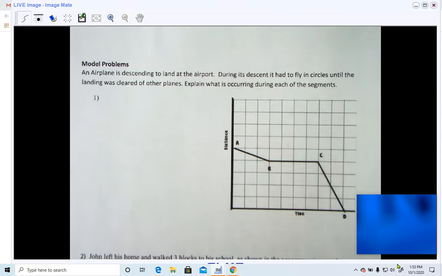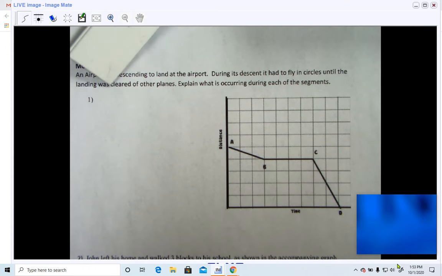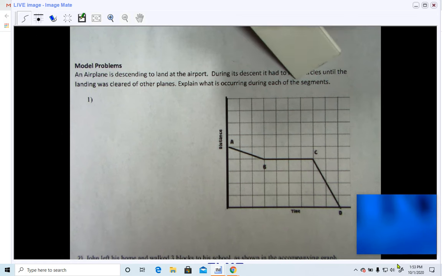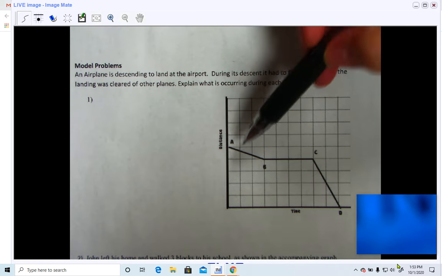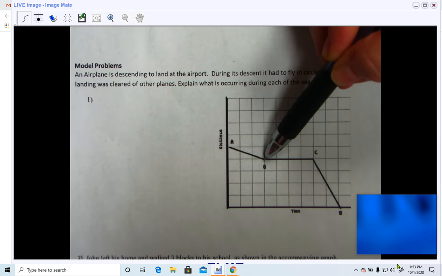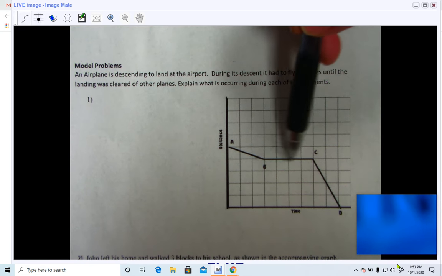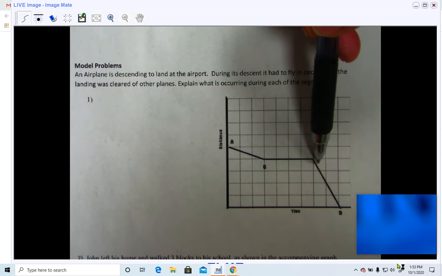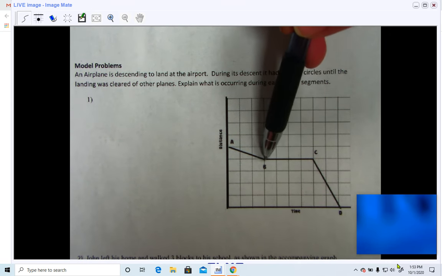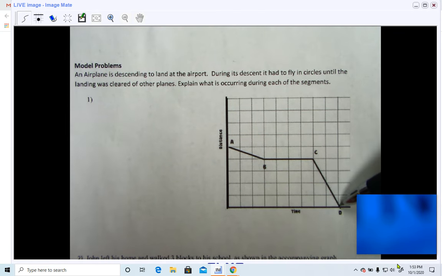Okay, here we go. An airplane is descending to land at the airport. During its descent, it had to fly in circles until the landing was cleared of other planes. Explain what is occurring during each of the segments. Well, here's where the airplane is already in the air, so it's descending, so the line is going down. Here, from B to C, it's flying in circles because time is still continuing to pass, but the airplane's not going anywhere, so it's at a standstill. And then this is where it's descending to land at the airport.